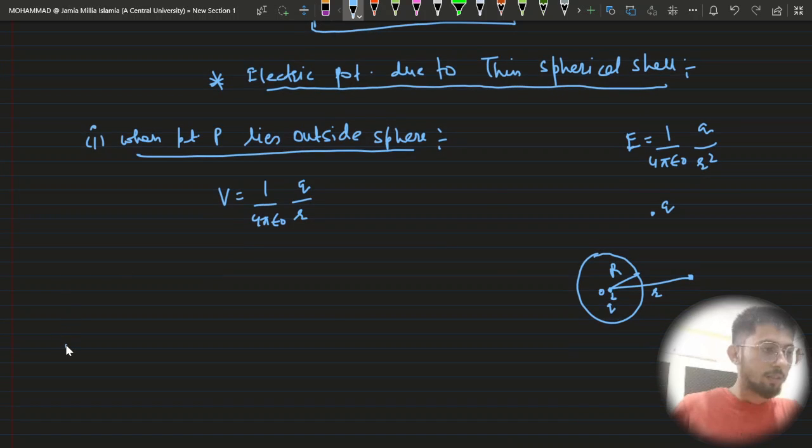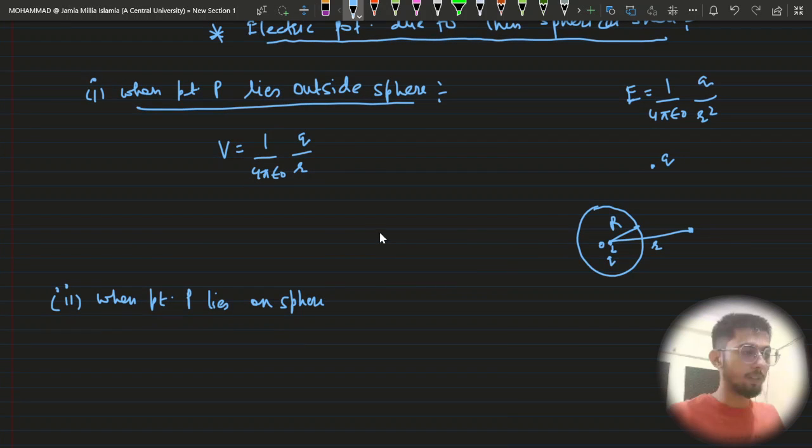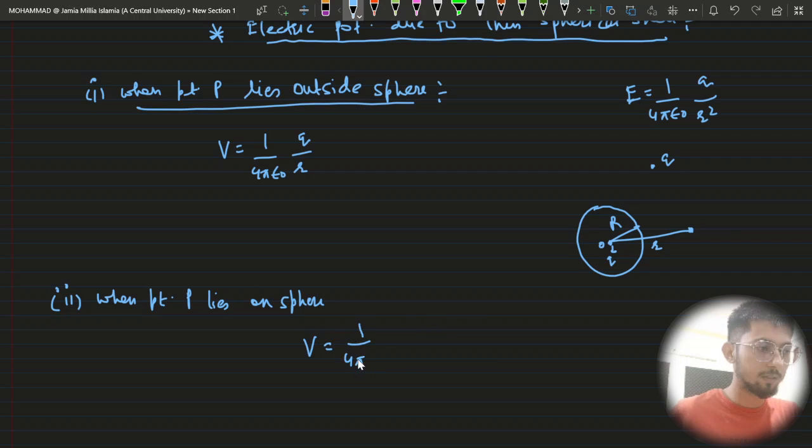Now second case, when the point lies on the sphere itself. What will happen in this case? Everything else remains the same except that this r will be changed to capital R, isn't it? Because this will still be behaving as a point charge. So capital R.